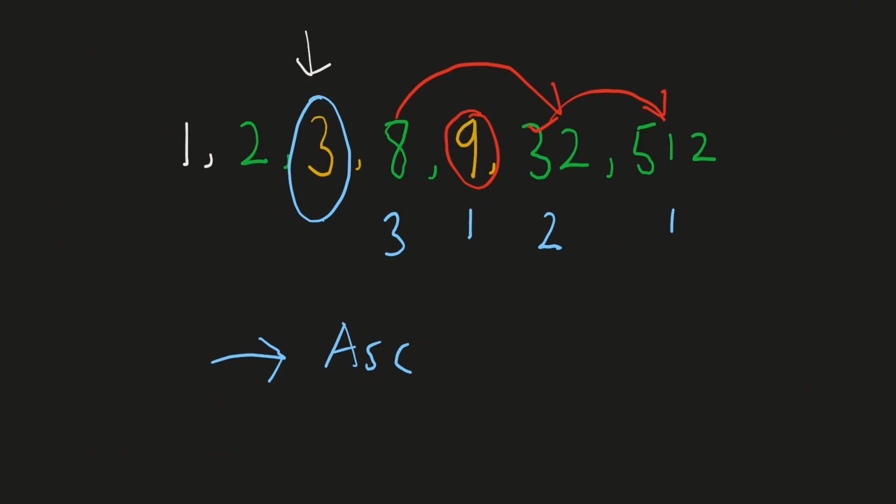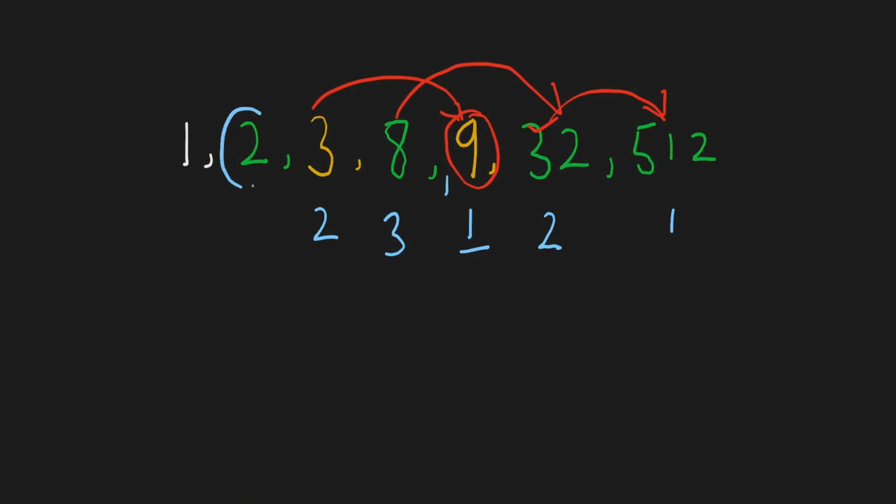So for 3, we see that it can only divide 9. We can consider 3 and 9 to be part of a chain, and since the length of the chain starting from 9 is 1, the length of the maximum chain starting from 3 will be 2. Similarly, when we start from 2, we see that it can divide all the green numbers, and since we are interested in only the largest chain, we'll connect it with 8, and the chain length will be 4.